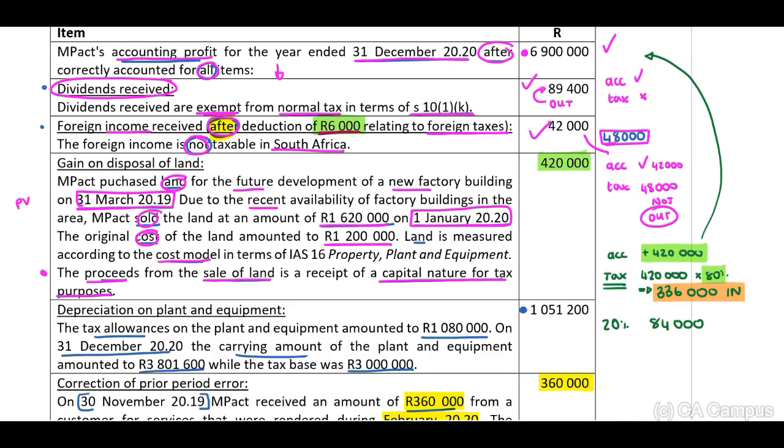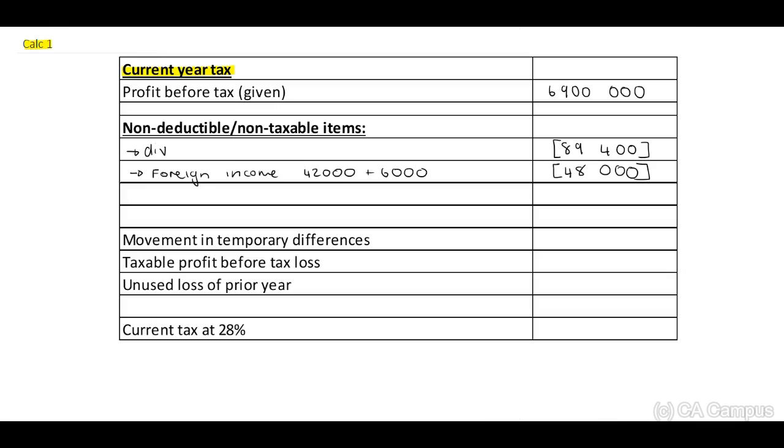Now, then we need to identify that we need to take out the remaining 20%. Okay, guys? Therefore, the accounting rule is that 420,000 is included. For tax, the 336,000 can be included. Therefore, we now need to take out the remaining 84,000. Okay. Now, let's take this out. This relates to our accounting profit on our land.